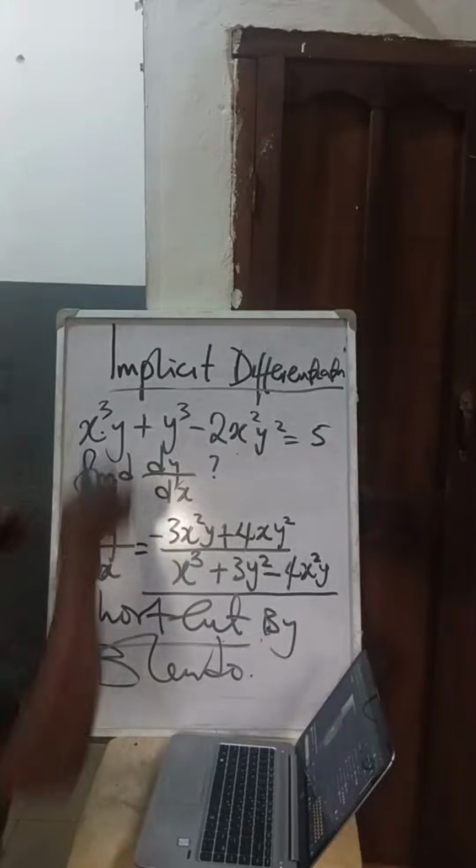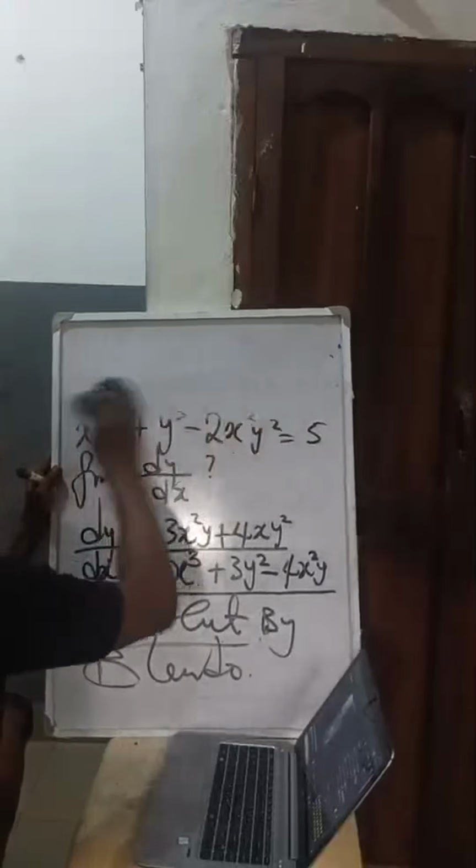All right. So we can quickly do this one. Okay. Now we're through with implicit differentiation.